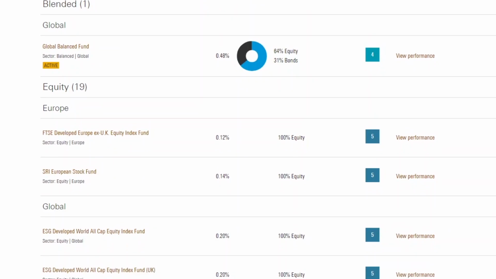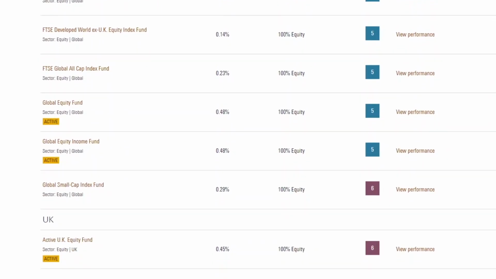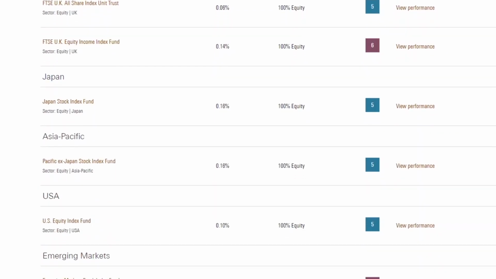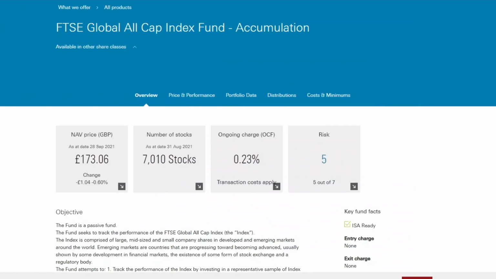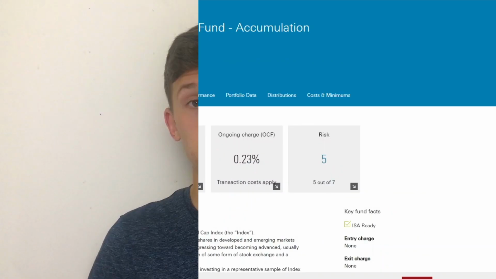All of the funds are broken down into different geographical regions, such as Europe, global, or the USA. When investing in ETFs and index funds, one of the biggest things to consider is what combination of funds you are going to select to build up your portfolio. A common strategy is to pick a single global fund, such as VWRL, the FTSE All World ETF, or the FTSE Global All Cap Index Fund.